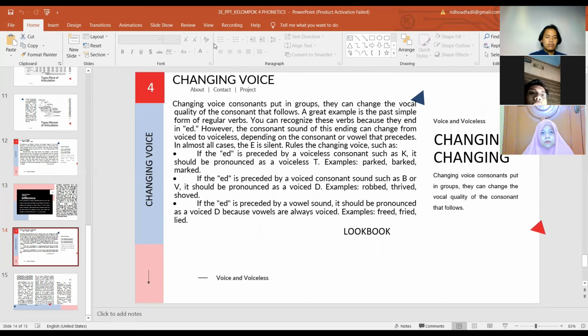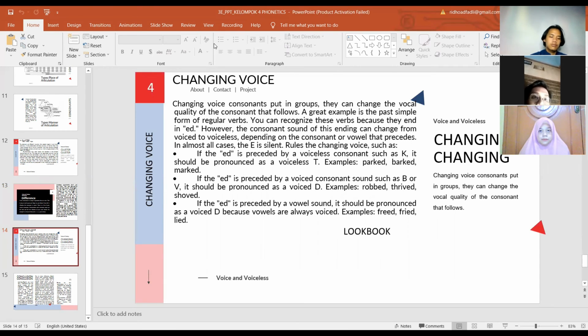Rule of changing voice: if the ED is preceded by a voiceless consonant such as K, it should be pronounced as a voiceless T. Example: park, bark, marked. If the ED is preceded by a voiced consonant sound such as B or V, it should be pronounced as a voiced D. Examples: rope, thrift, soap.